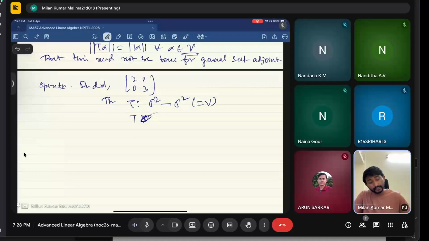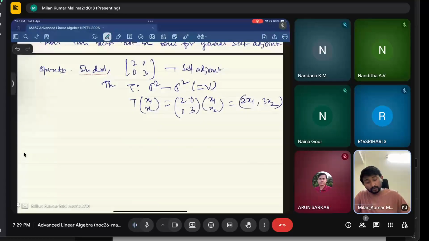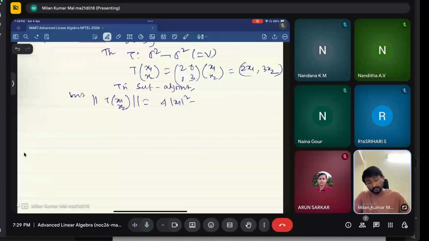So this equals 2x1, 3x2. Okay, now T is self-adjoint, but the norm of T(x1, x2) equals the square root of 4|x1|² + 9|x2|², since this is in the complex field. This is not necessarily equal to the square root of |x1|² + |x2|², which is actually the norm of (x1, x2).